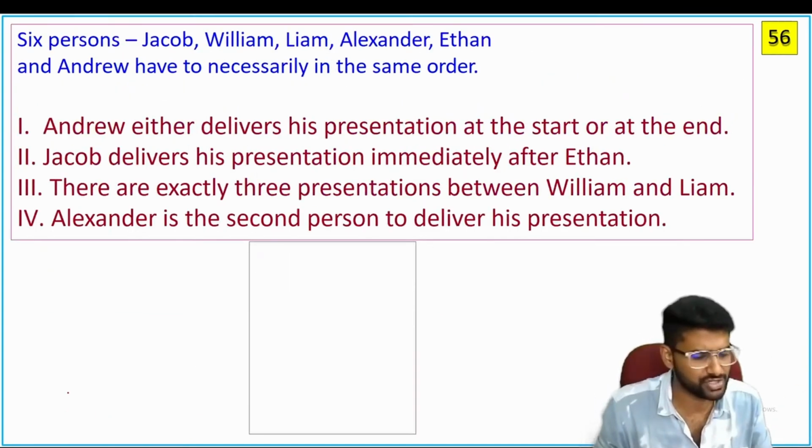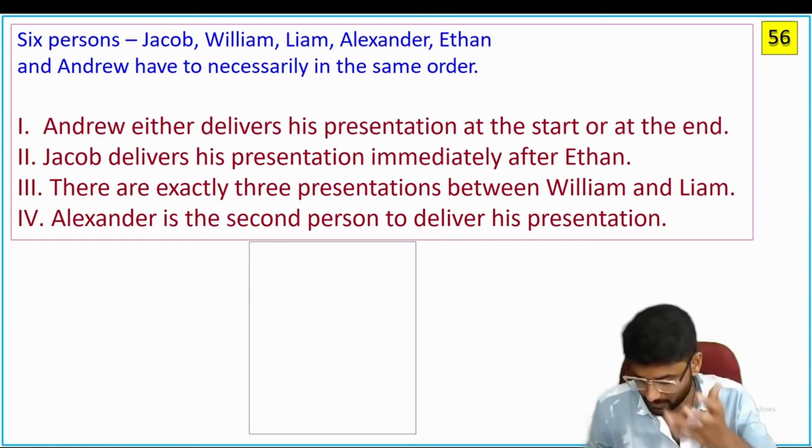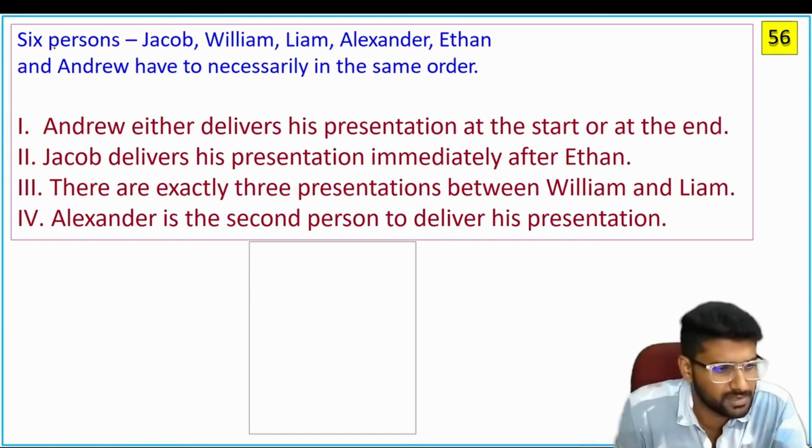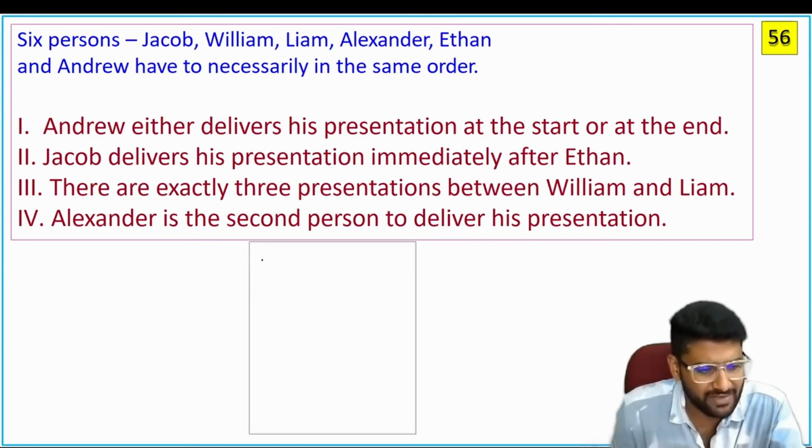Next. So the question in puzzles. Yes, go through this one puzzle. Now see, there are six persons: Jacob, William, Liam, Alexander, Ethan, and Andrew, not necessarily in the same order. Okay. So in total we have six persons here.